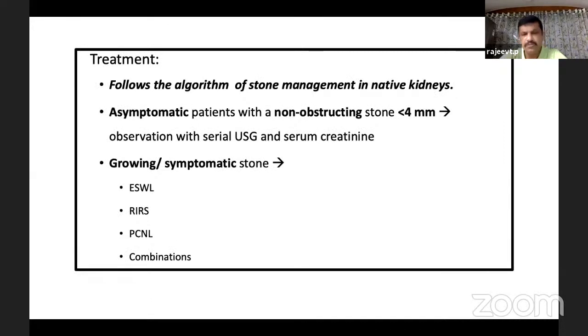How to treat them? It is basically following the algorithm of stone management in the native kidneys. If the patient is asymptomatic and the stone size is less than 4 mm, observation with serial ultrasonogram and serum creatinine assessments will suffice. But for those stones which are very active, that is growing on serial examination, or those that become symptomatic, one has to do some modalities, either in the form of shockwave lithotripsy, RIRS, PCNL, or combination therapy, depending upon the location and the size of the stone.